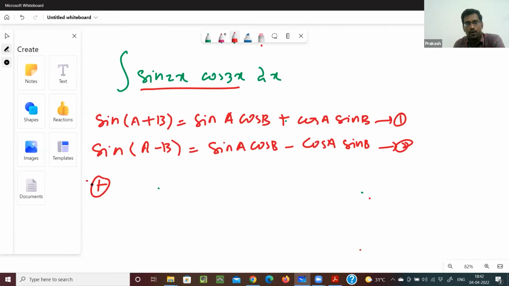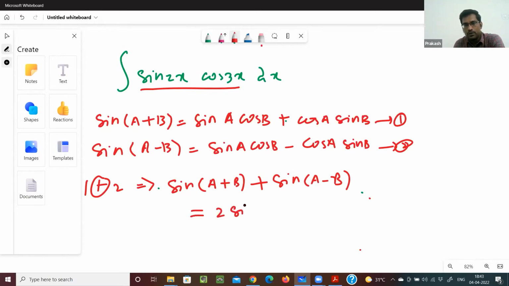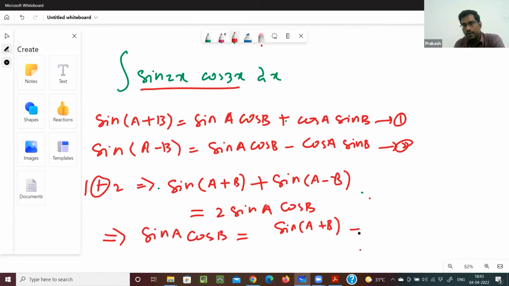If you add 1 plus 2, what do we get? Sin(a plus b) plus sin(a minus b) equals 2 sin a cos b. So from this we can rewrite sin a cos b equal to sin(a plus b) plus sin(a minus b) divided by 2. So this is a main important identity.